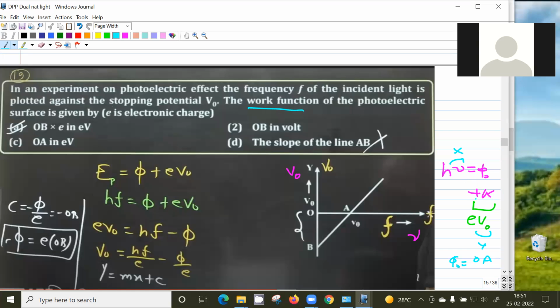If you put x equal to 0, then also you get phi naught. Phi naught is minus the y-intercept, that is minus OB divided by E, that's also true. What mistake did I make? Sorry, this is the y-intercept V naught. So the y-intercept is minus OB by E.